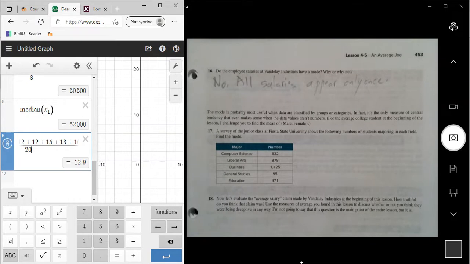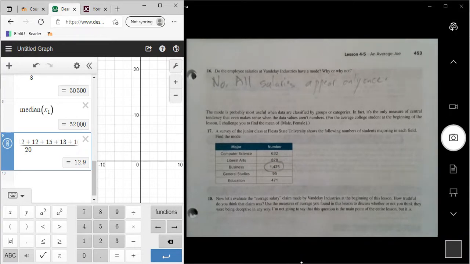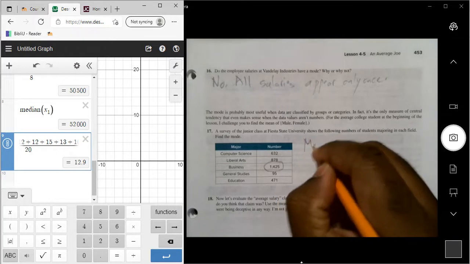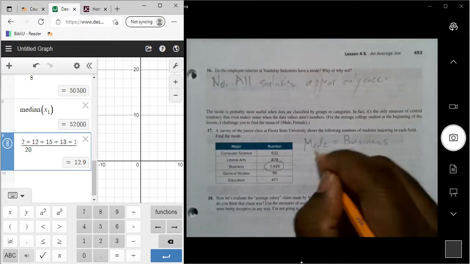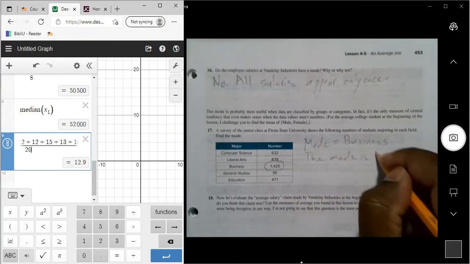The mode is probably most useful when data are classified by groups or categories. In fact, it's the only measure of central tendency that even makes sense when the data values aren't numbers. For the average college student, at the beginning of the lesson, I challenge you to find the mean of male-female. A survey of the junior class at Fiesta State University shows the following numbers of students majoring in each field. Find the mode. Now remember, the mode is a number or numbers that appears the most. And here we have our majors and we have the number of people in that major. So we look for the highest number. So that's the one that would appear the most. So your mode is actually business. Your mode is business. So you could say the mode is business majors.